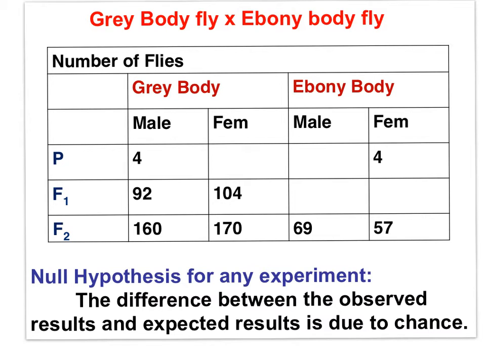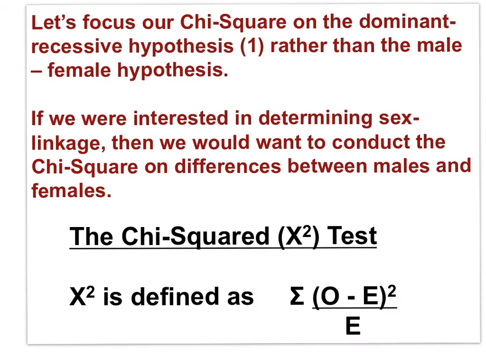Are the data supportive of the 3-to-1 expected ratio, or is some other heredity pattern at work? We don't really know until we run the chi-square. Lastly, notice that male-female numbers are close to each other, suggesting that the gene is not X-linked or Y-linked. And remember that the null hypothesis comes from the probability table that the difference between the observed and expected results is due to chance. So let's focus our chi-square analysis on the dominant recessive hypothesis rather than the male-female hypothesis.